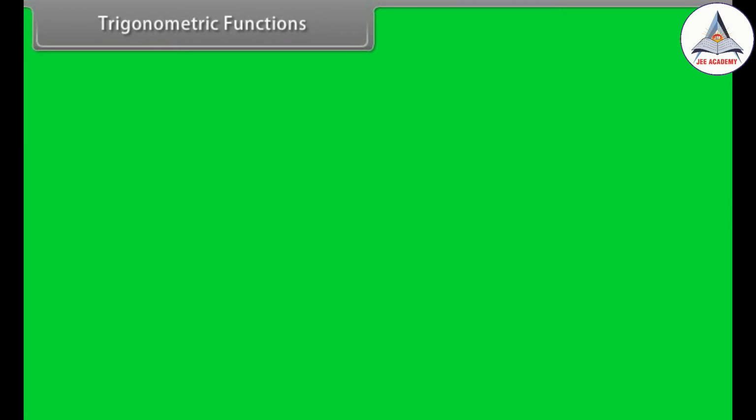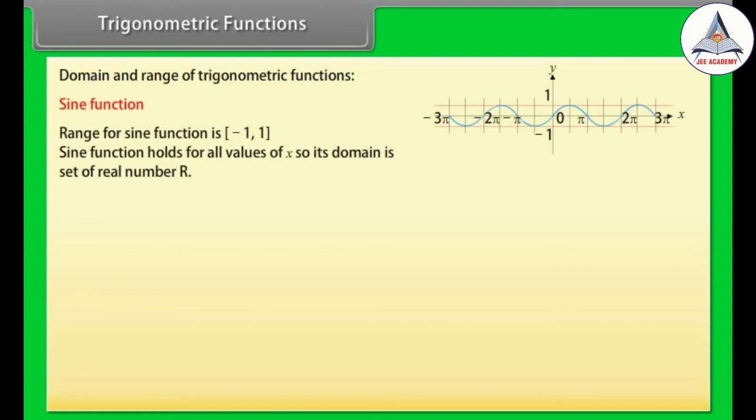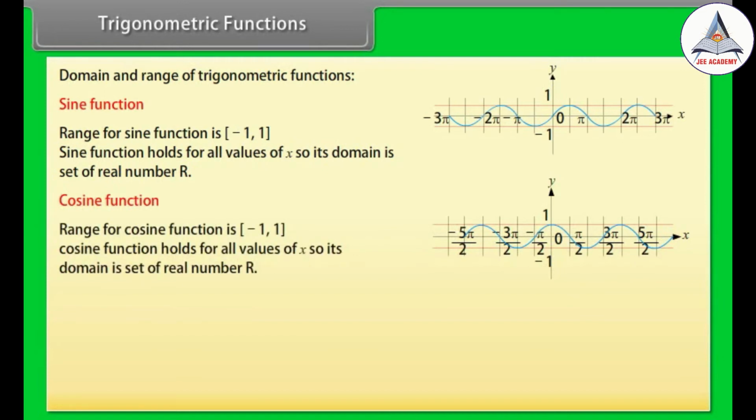Trigonometric functions. Domain and range of trigonometric functions. As we have studied earlier, angle can be considered as a real number, so we denote the angle by x, not by theta. Sine function. Range for sine function is -1 to 1. Sine function holds for all values of x, so its domain is the set of real numbers R. Cosine function. Range for cosine function is -1 to 1. Cosine function holds for all values of x, so its domain is the set of real numbers R.